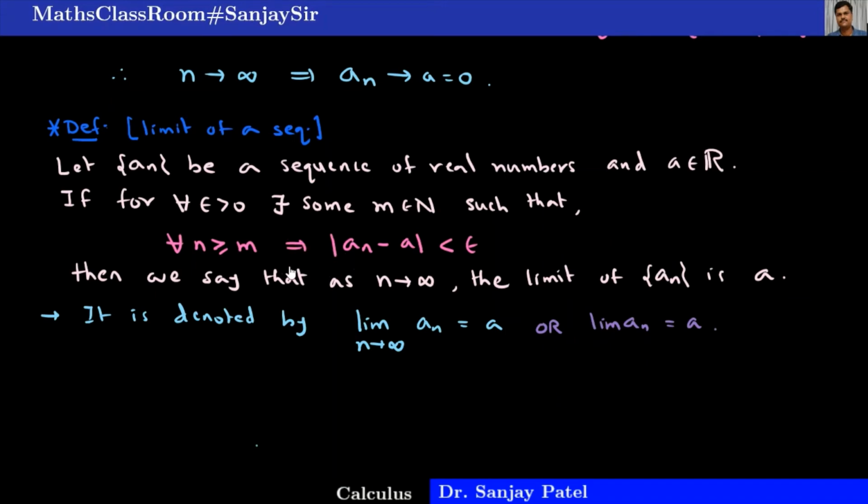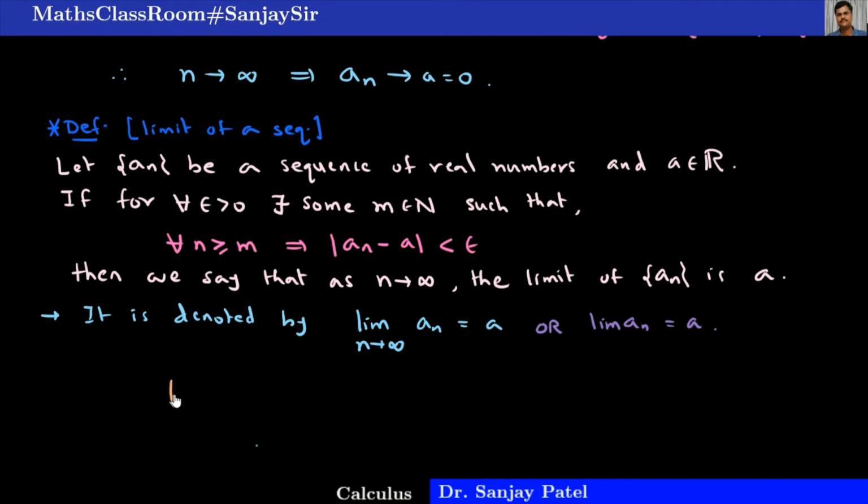So this means also that if you do not know the value of a, you cannot check this condition. In other words, the definition of limit cannot be used to find the value of a. If you already have a sequence an and the number a, then you can check whether that number a is the limit of this sequence an or not. Okay. And the meaning of mod of an minus a less than epsilon for all n greater than or equal to m, we want to understand in more detail as follows.